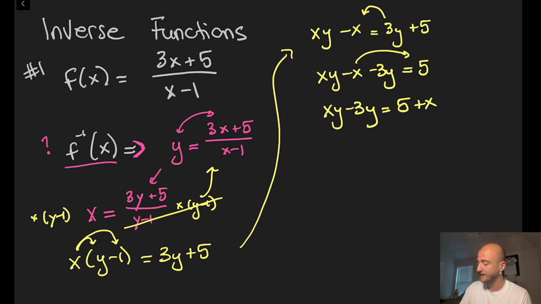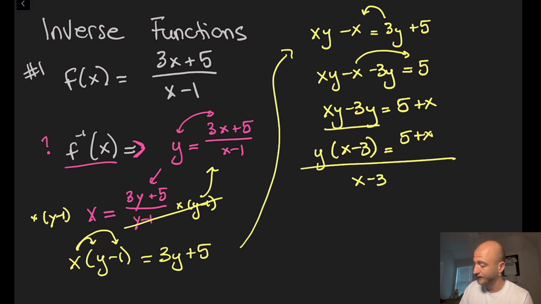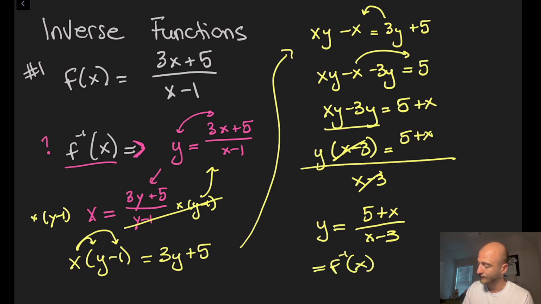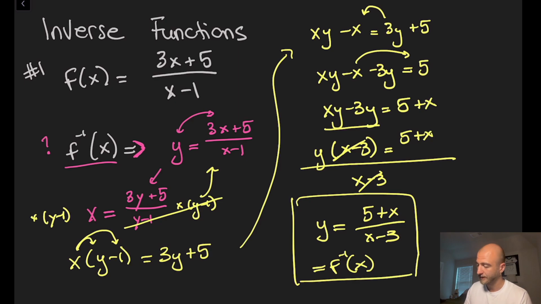Last step, or almost last step, these two terms here have a y in common, so let's factor out the y. We're left with y times x minus 3 is equal to 5 plus x. The last step of this is if we divide both sides of the equation by x minus 3, those two x minus 3's cancel themselves out. So we're just left with a y on the left side and 5 plus x over x minus 3 on the right side. And this, my lovely friends, is our inverse function, f inverse. That's it.